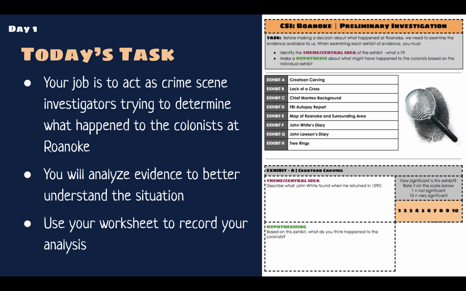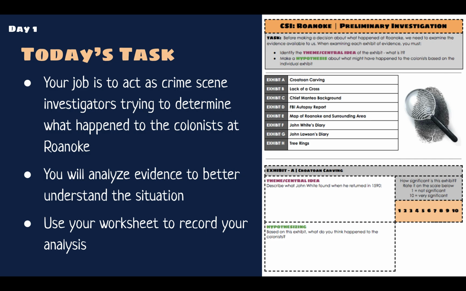So your task today is going to be to look over 4 main theories for what might have happened to the colonists at Roanoke, and then to start to look at the evidence to help you answer what you believe might have taken place. For each piece of evidence, you're going to write down the theme and central idea of that piece of evidence. So what is it actually showing us? And then you're going to make a hypothesis based on that evidence. What do you think might have happened to the colonists at Roanoke?